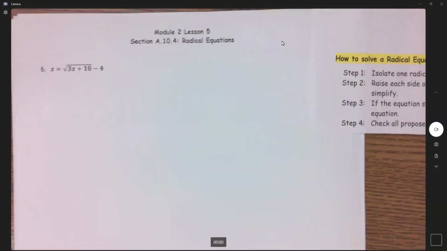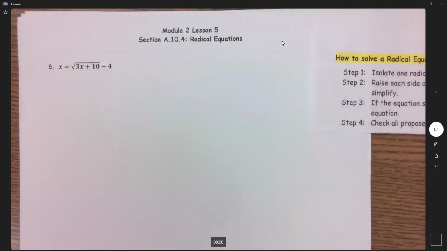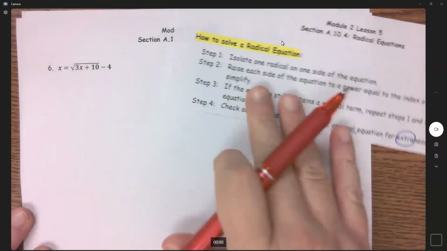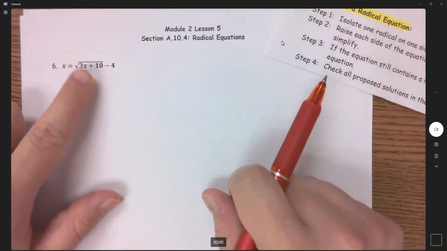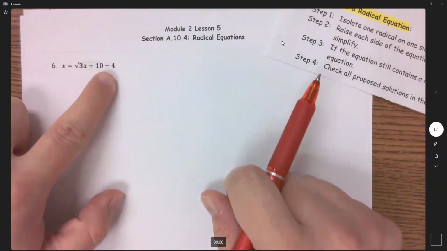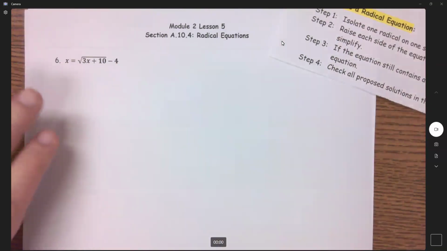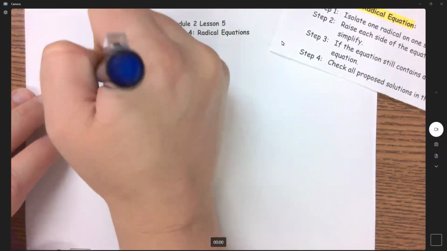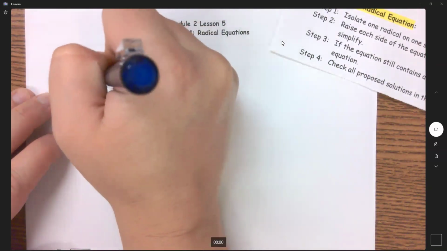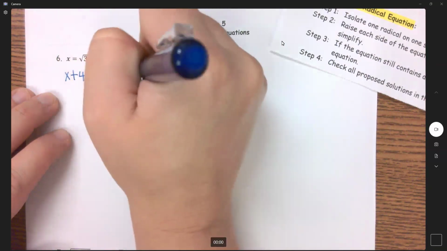On number 6, step 1 is to isolate one radical on one side. On this side, I have a radical minus 4, so we need to move that over. So now I have, what do I have? I have x plus 4 equals the square root of 3x plus 10.